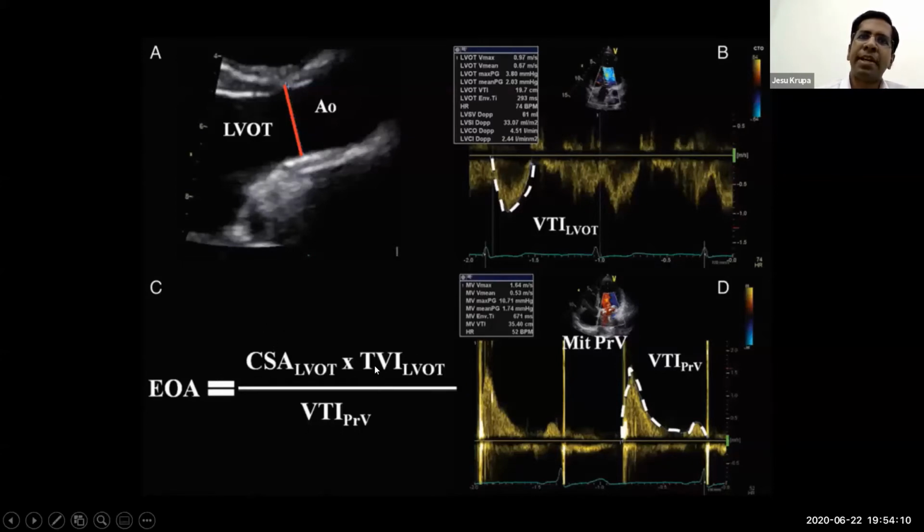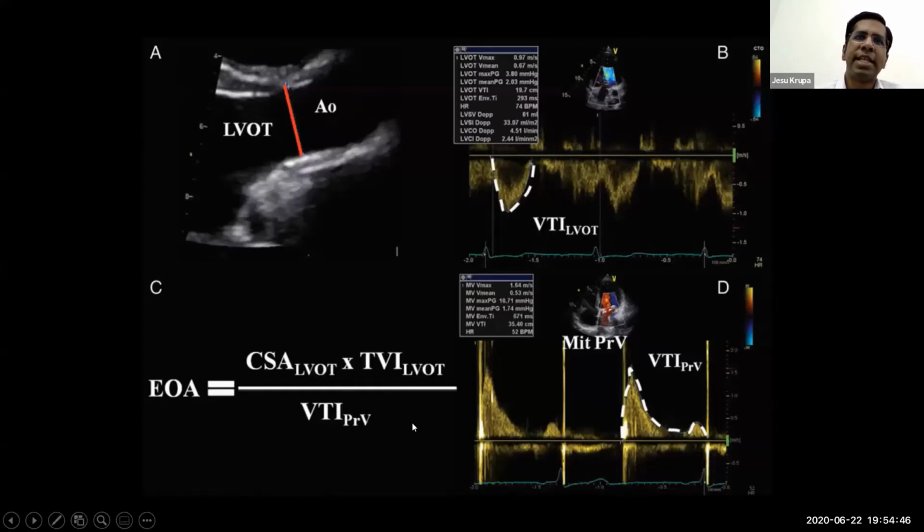If we underestimate the LVOT VTI, our effective orifice area is going to be small. If we overestimate or underestimate the transmitral gradient, then the effective orifice area is going to be falsely high. Likewise, if our radius or the LVOT diameter is not properly measured, and it is underestimated, which is often the case, then again effective orifice area is going to be affected. So these are all different ways in which we can go wrong.